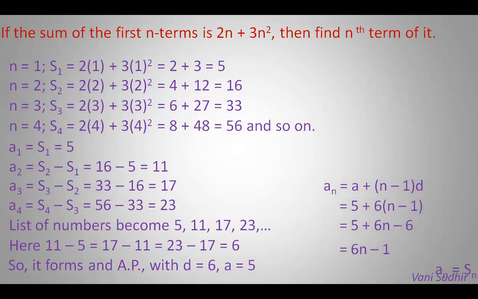We can also calculate the nth term by determining Sn, which they have given, that is 2n plus 3n square. You have to determine Sn minus 1. If you take the difference, then also you will get an, the same 6n minus 1. That is another way to find it.